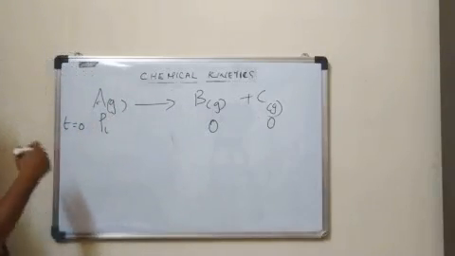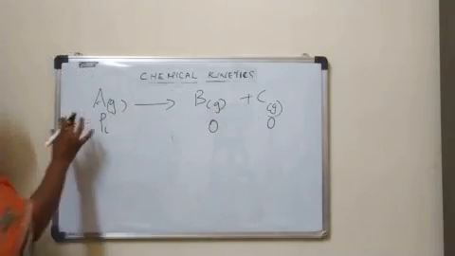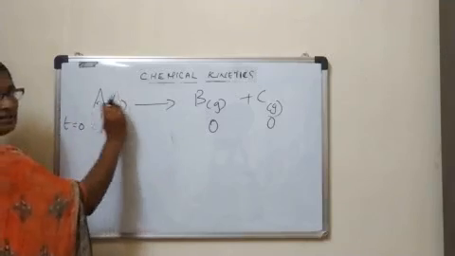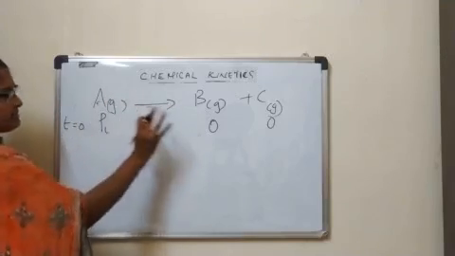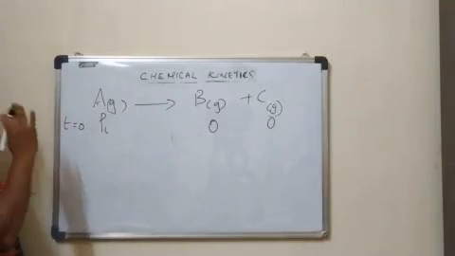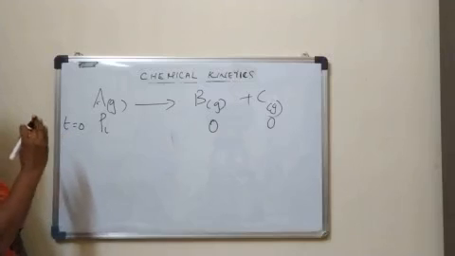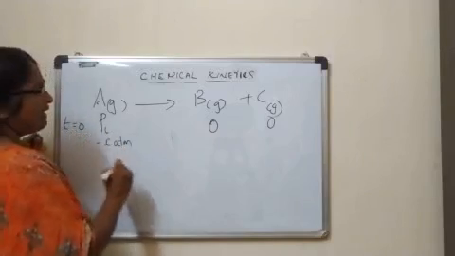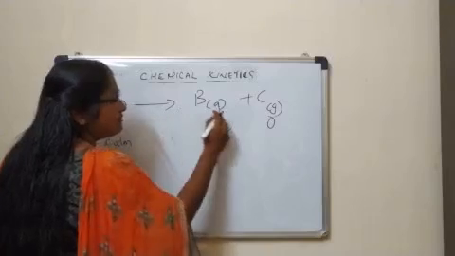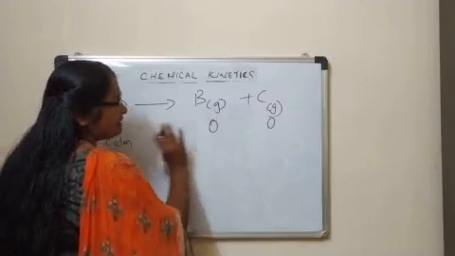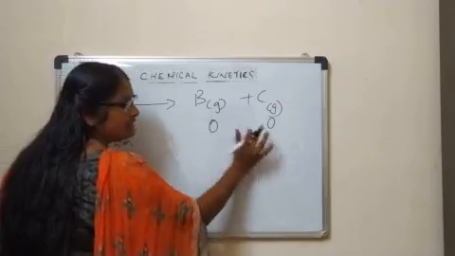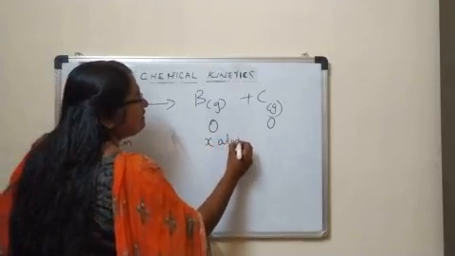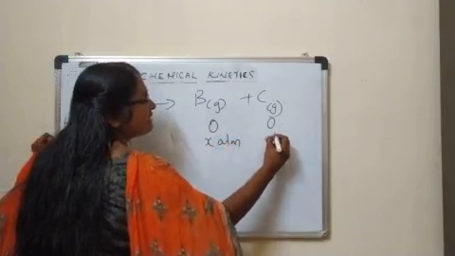So let X be the decrease in pressure at a time T. The pressure due to A decreases because A will be getting converted into B and C as time elapses. So let X atmosphere be the decrease in pressure due to A. At the same time, the increase in pressure due to B is X atmosphere and pressure due to C also is X atmosphere.